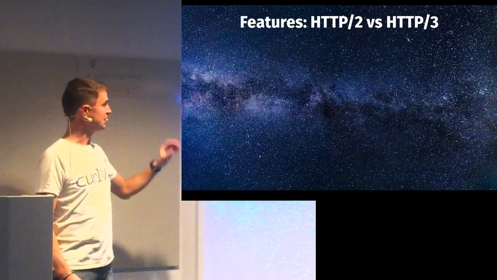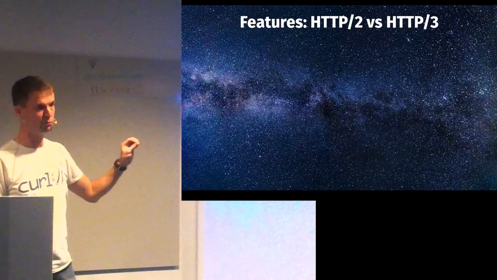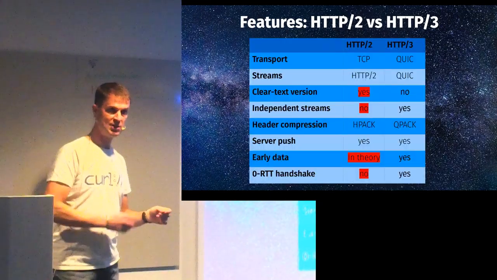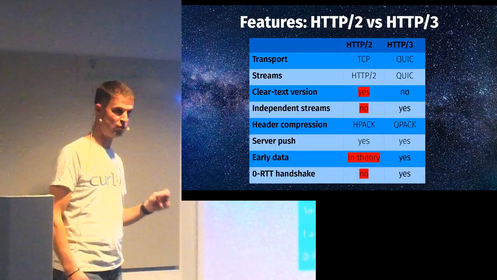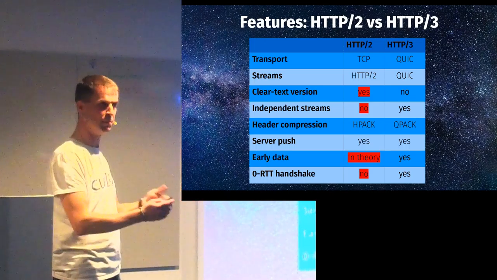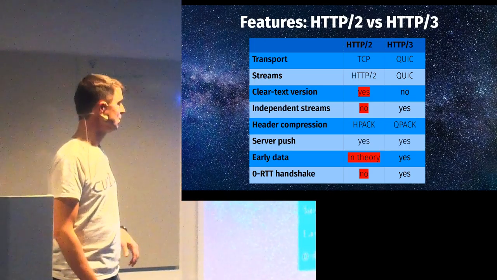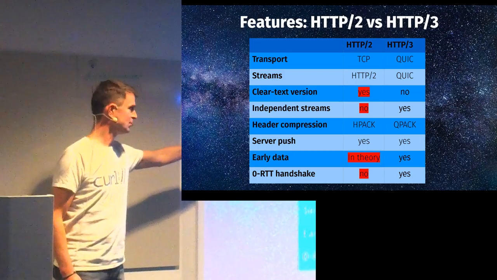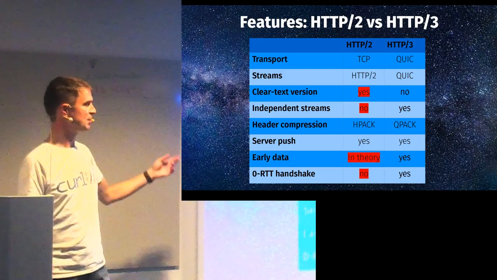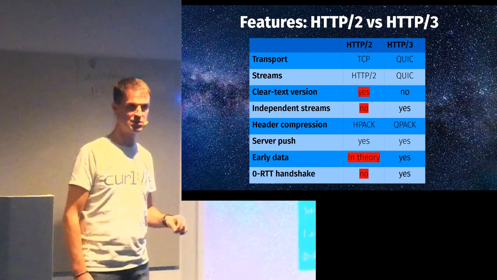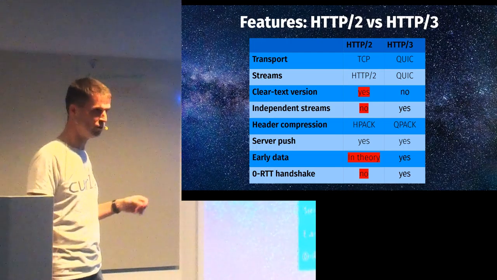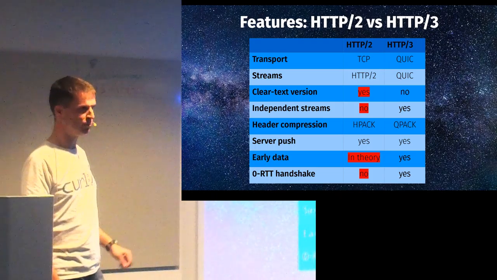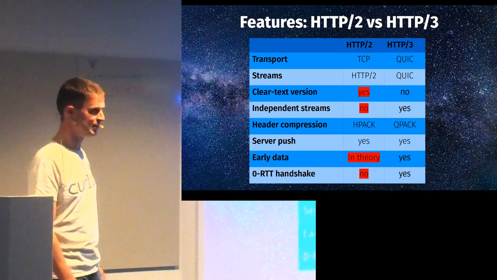Looking at the same sort of 2 versus 3 feature-wise, they're really similar feature-wise. HTTP 2 and HTTP 3 are not very different, other than them using different transport. They're different transports, they have streams. You can't do clear text versions of HTTP 3, but in practice you never do HTTP 2 in clear text anyway over the internet. No browser supports it. You can do independent streams with HTTP 3, which should make them faster in bad connections.